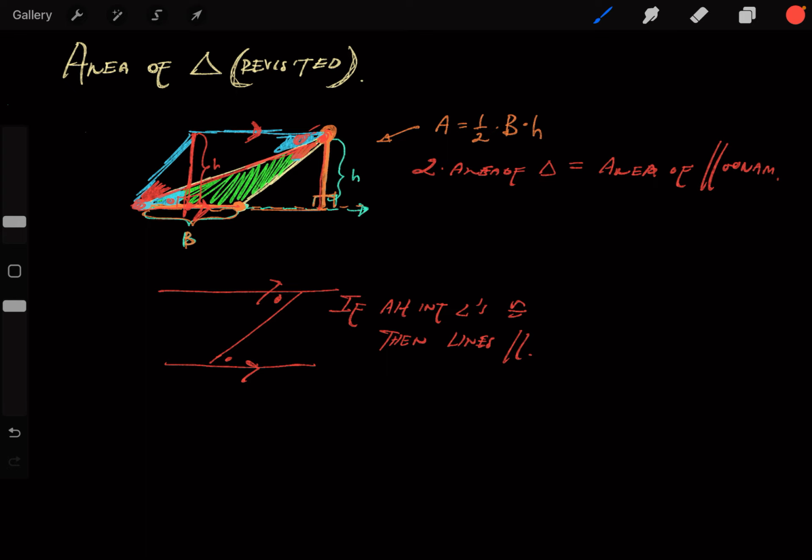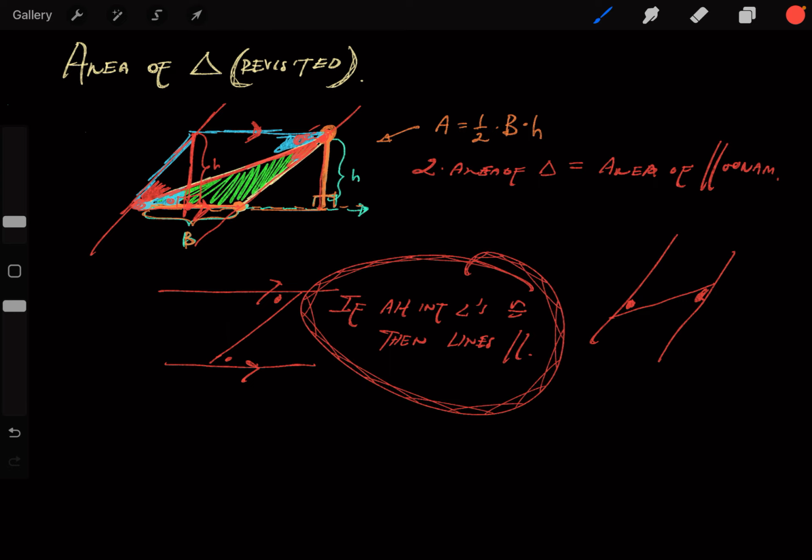And similarly, if you look at these 2 lines like this, and then you have this here, and we look at the red angles, which are here and here, again, these are alternate interior angles and they're congruent. So by this again, we have that this line is parallel to this line. And then that means that this is a parallelogram, and that the area of the parallelogram is just base times height. And that's 2 times the area of the triangle. And then we get that 1/2 base times height is the area of the triangle still.